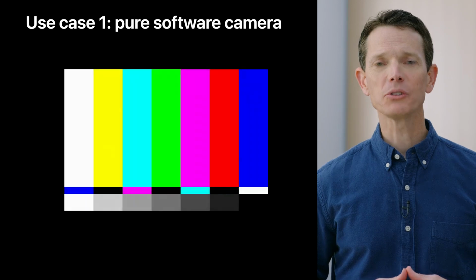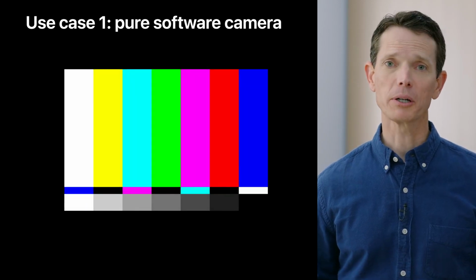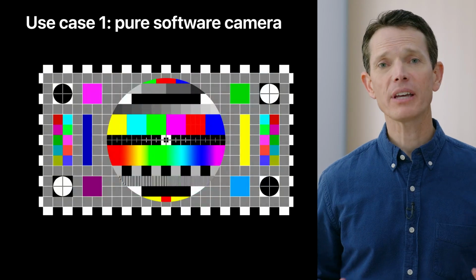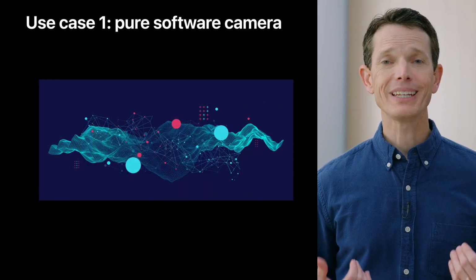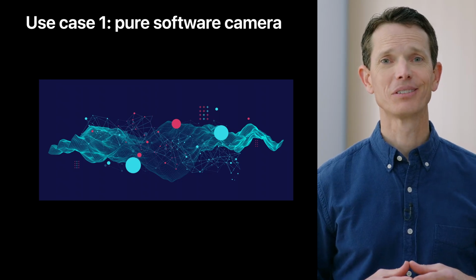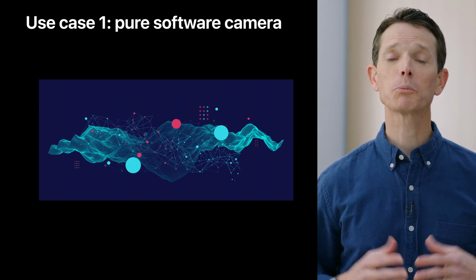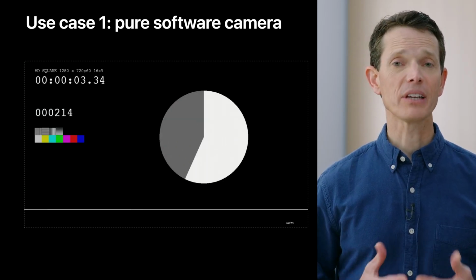The simplest use is a software-only camera, such as a camera that displays color bars, a unique test pattern, programmatically generated images at various frame rates or resolutions, or a camera that streams pre-rendered content, such as frames in a movie, to test AV synchronization.